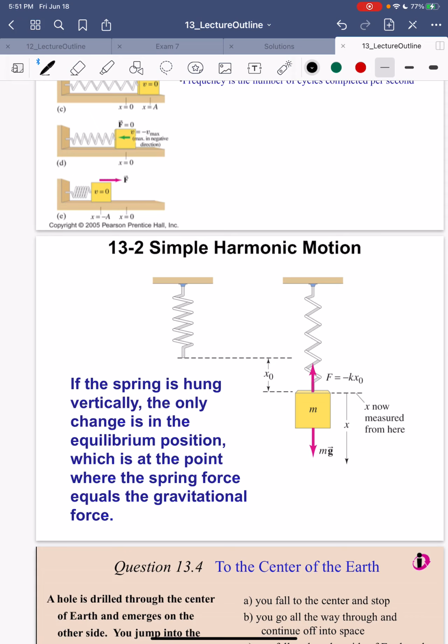If the spring is hung vertically, the only change is in the equilibrium position, which is going to be at the point where we have the spring force equal to the gravitational force when the spring is in equilibrium.